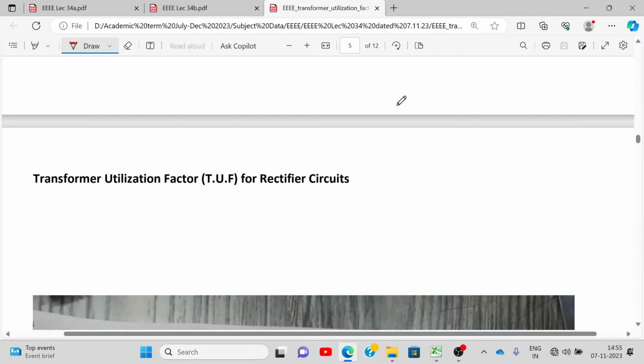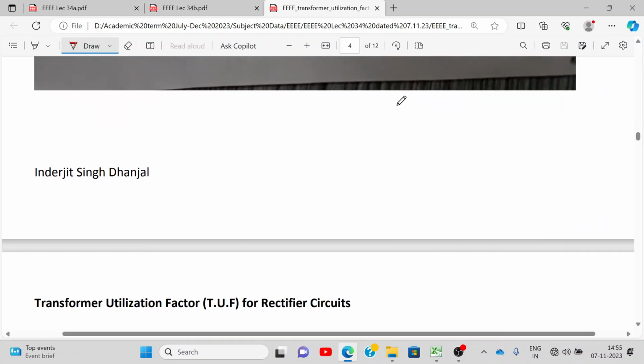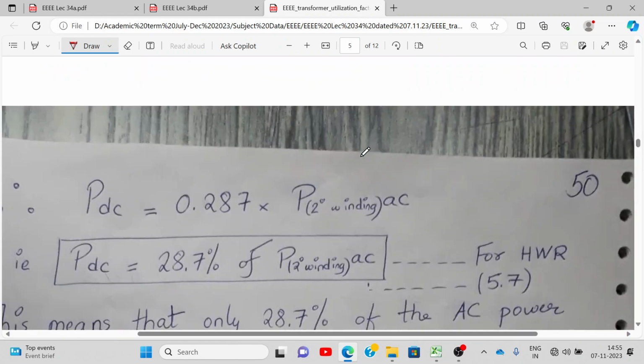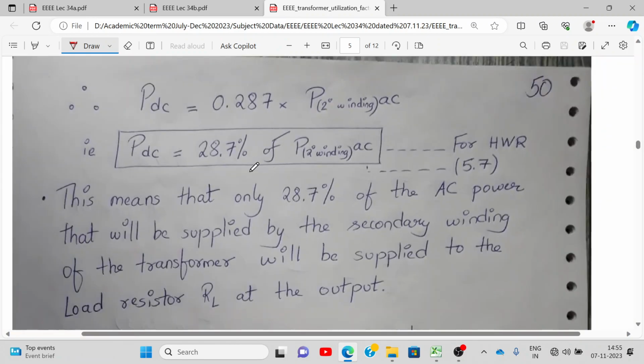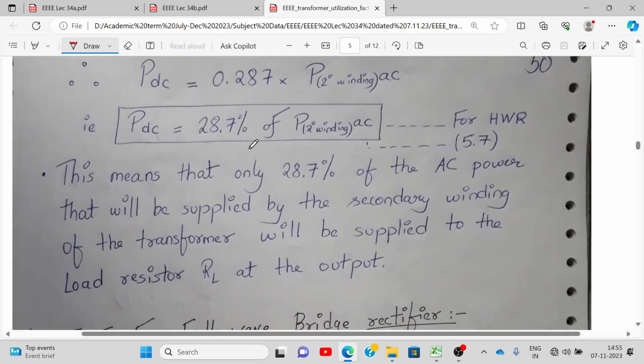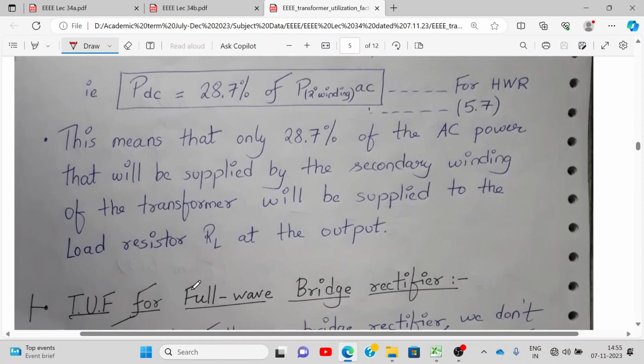Okay, done? Have written it? So what is the meaning I have written over here? 28.7%. That means only 28.7% of the AC power that will be supplied to the secondary winding of the transformer will be available at the output as DC power. Only 28.7% of AC is getting transferred to DC. Rest is getting wasted. So a lot of wastage for half wave rectifier.